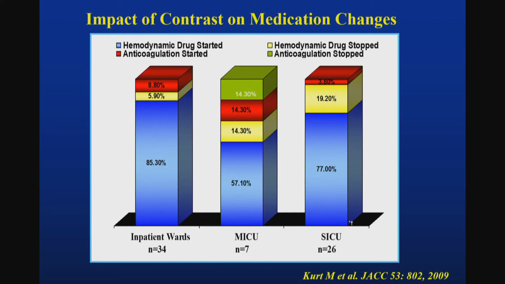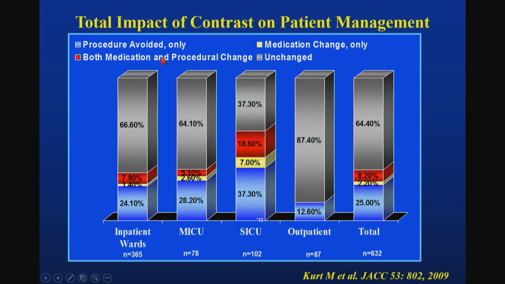Now, what kind of impact, besides what we talked about, is medication changes. Some had a hemodynamic drug started because ventricular function was poor. Hemodynamic drug stopped because it was hyperdynamic. Anticoagulation stopped because we suspected there was a thrombus, or started because there was a thrombus. So this is the total impact. In the surgical intensive care unit, about 60% or so. Medical intensive care unit, almost similar to inpatient ward, about 35 to 40% or so. And in the outpatient setting, an impact of about 12%, 13% or so.